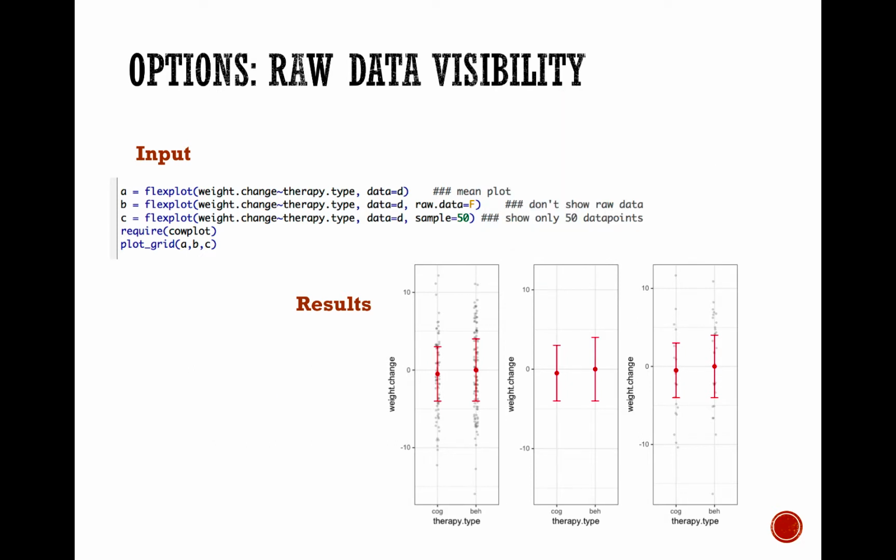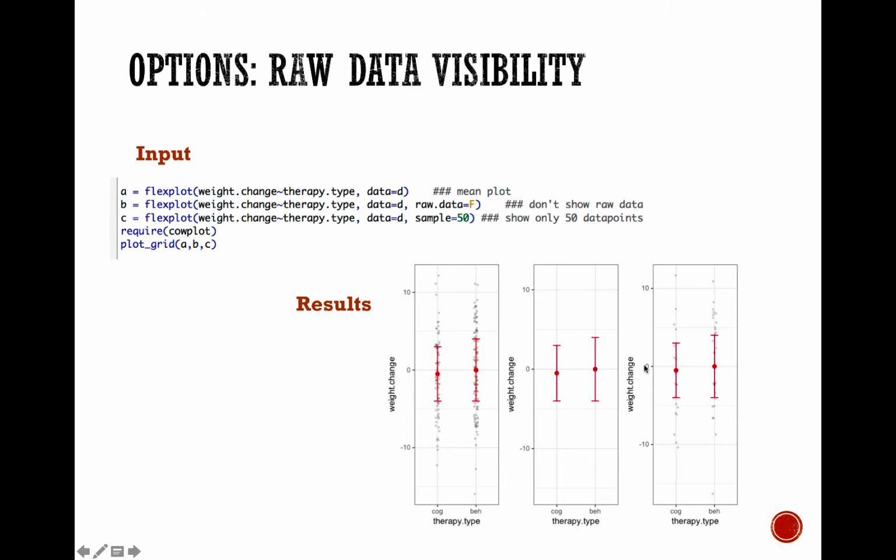You could also modify what sort of data is being displayed. Occasionally I like to default to showing the raw data, but you can tell it not to show the raw data. So that's that command right there, raw.data equals F, or false, if you want to spell it out. Or another alternative: sometimes if you've got a massive data set, like the NSDUH data set, it's got tons and tons of data points and it just obscures things. What you can do is choose to sample it. So you say sample equals and then however many data points you want to show.